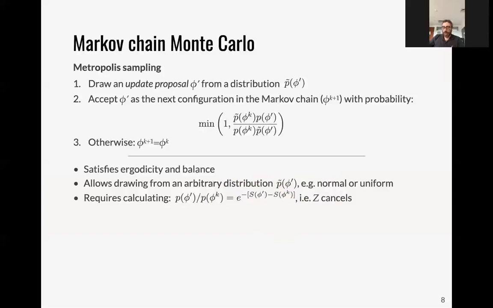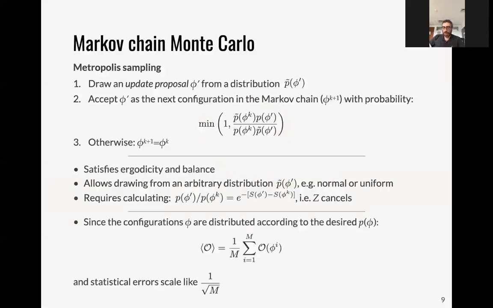So if you have a Markov chain which you've created using this Metropolis step, then your configurations, your phi fields, are distributed according to your desired probability P. You drew them with P tilde, you did the Metropolis step, so now they are distributed with P, which is given by the action. That means expectation values can be just averages over the fields. And statistical errors scale, because this is Monte Carlo, like 1 over the square root of the number of samples that you take.